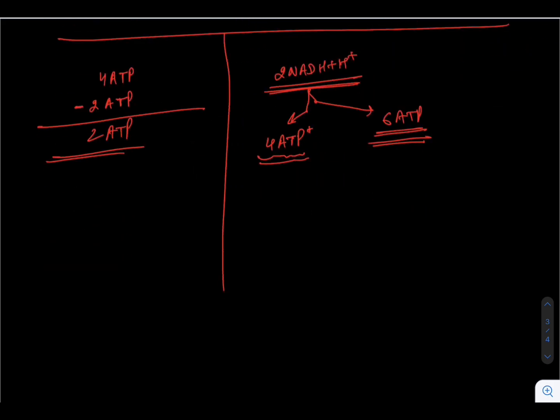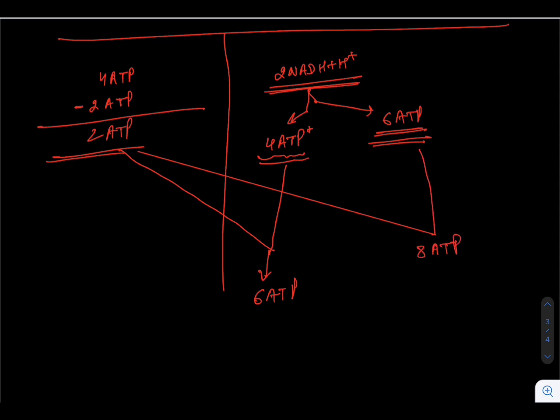So net gain, if you calculate, 2 ATP this side, 4 ATP this side. If the glycerol phosphate shuttle system is going on, then 6 ATP will be formed, and if the malate aspartate shuttle system is going on, then total ATP will be what? It will be 8 ATP. So this is all about the glycolysis process. Thank you.